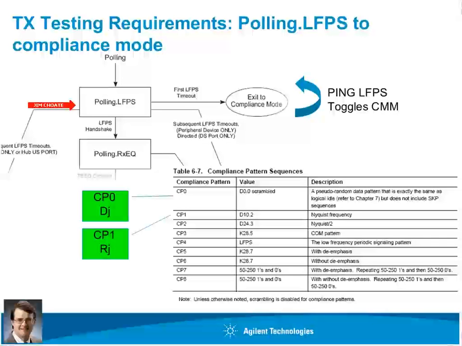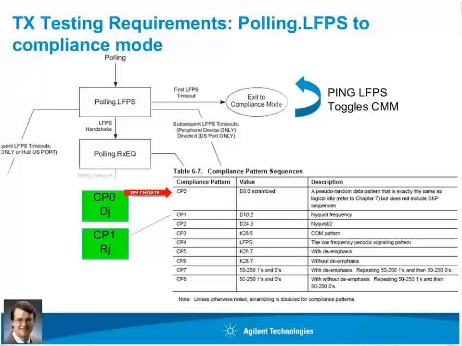If the device and host do not complete the LFPS handshake, or low frequency periodic signaling handshake, then they time out and go to compliance mode. The first compliance mode that devices or hosts default to is CP0, compliance pattern 0. It's effectively a D0.0 scrambled or electrical idle pattern. It's a pseudo-random pattern that is basically indicative of nominal worst case signaling pattern for transmitter testing.